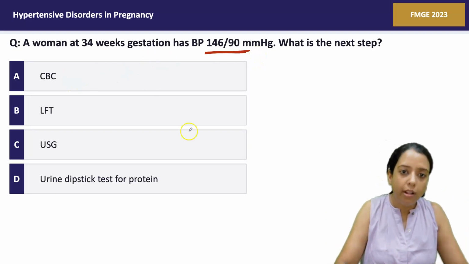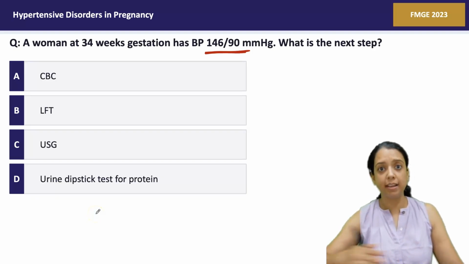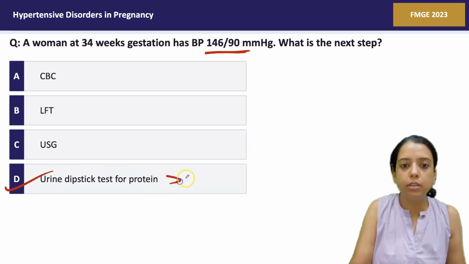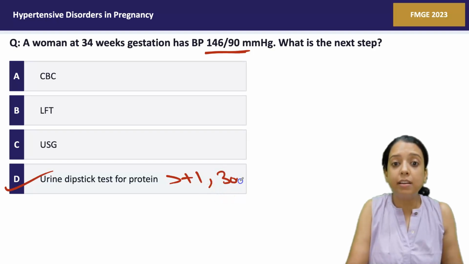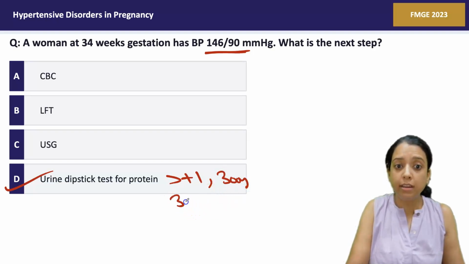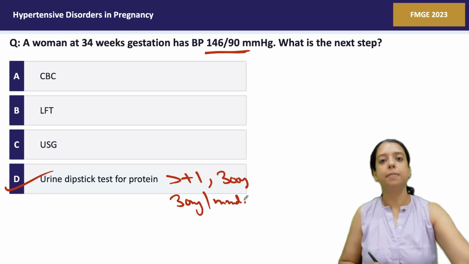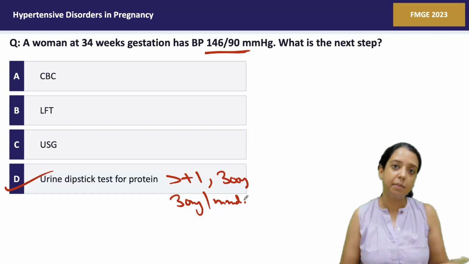I will do all the tests, but the very important test to differentiate is urine protein. Urine dipstick more than or equal to +1, or 300 milligrams in 24 hours, or urine protein creatinine ratio 30 milligram per millimole. All that indicates significant protein. It indicates preeclampsia.